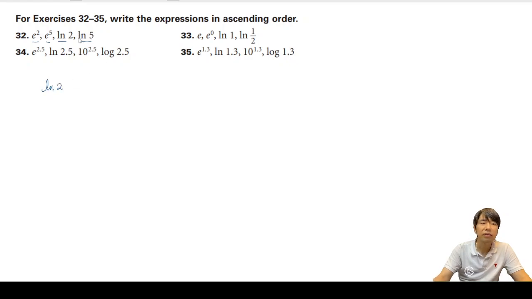And then ln 5, this 5 is greater than 2.7. So this is obviously greater than 1. But how about e squared? e squared is basically e times e. It's like 2.7 times 2.7, so you'll get a number that is between 4 and 9. 2.7 times 2.7, it's like what? It's 7.29.